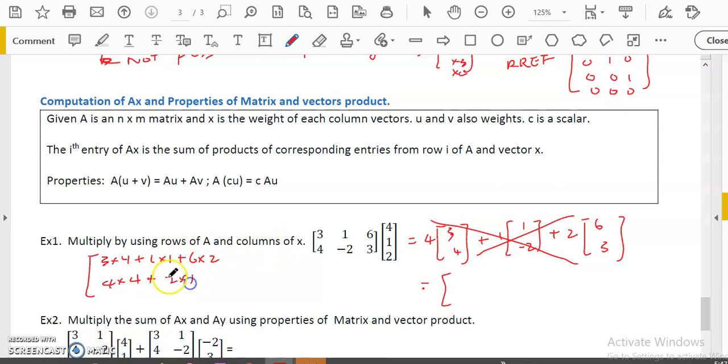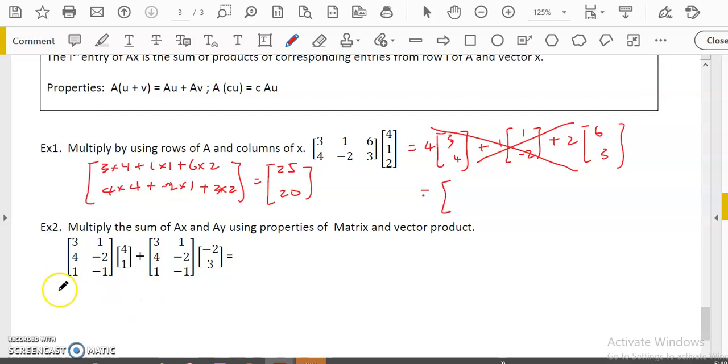Negative 2 times 1, plus 3 times 2. And you can see that it would actually have the same answer. 12 plus 1 plus 12, so that's 25, right? And 16 minus 2 is 14, 14 plus 6 is 20. So you can see it is faster than listing them out. So that's what this is about.